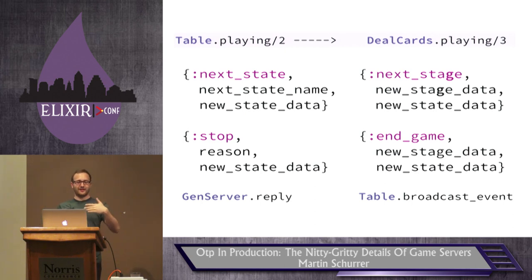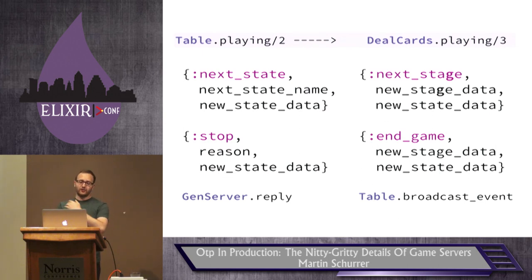We call the current state name on them, like playing, but we hand them also their own state that we carry for them, like the GenFSM carries our state for the table. And we support a few more return values, like the tuple next stage, which pops the current stage off the stack and goes to the next, or end game, which ends the game.